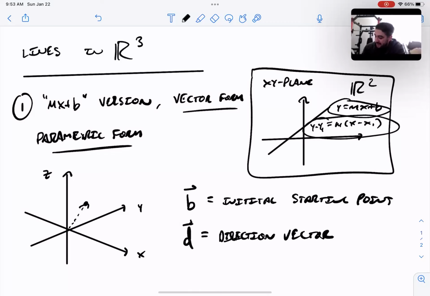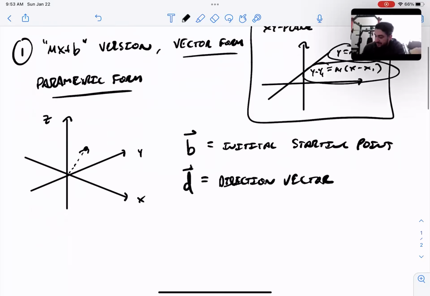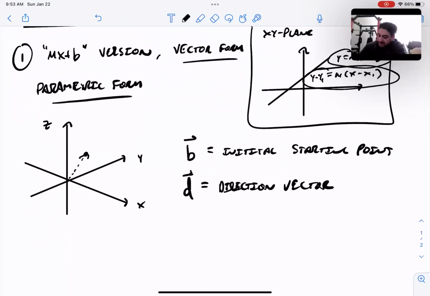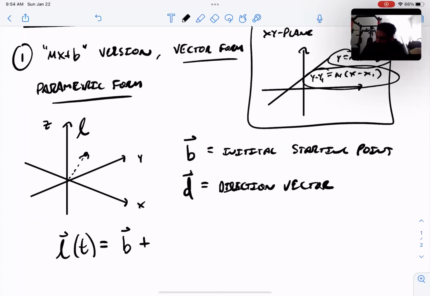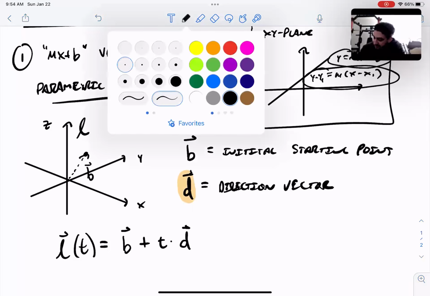So then, to get all the points on your line, which we'll call L, we'll say L of t. This is the parameter, which is why it's called a parametric form. You take your starting point, B, and add to it every possible scalar multiple of the direction vector D. B gets us to our starting point. So this black vector is the vector B, and our direction vector we'll represent in orange.